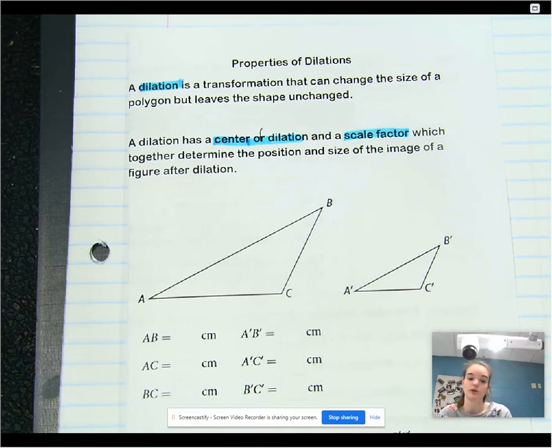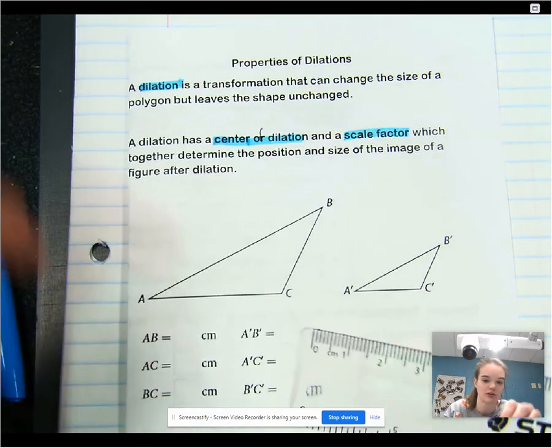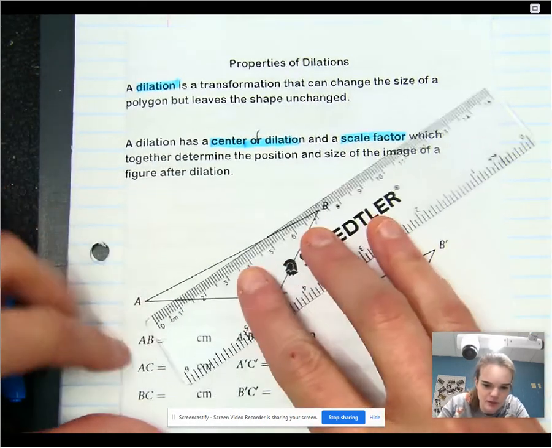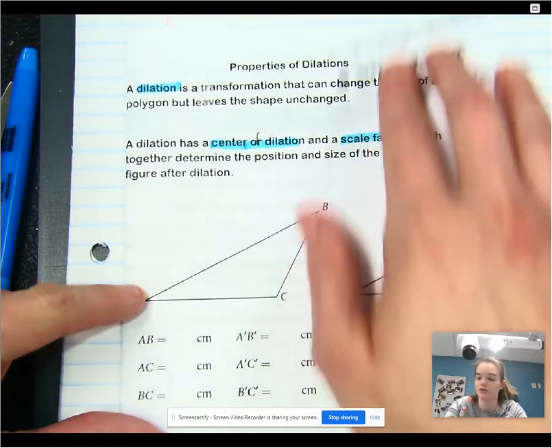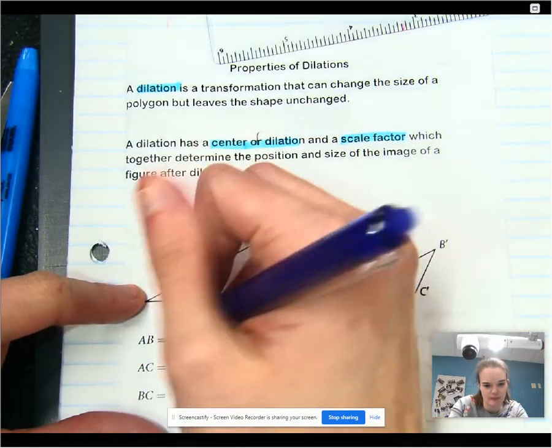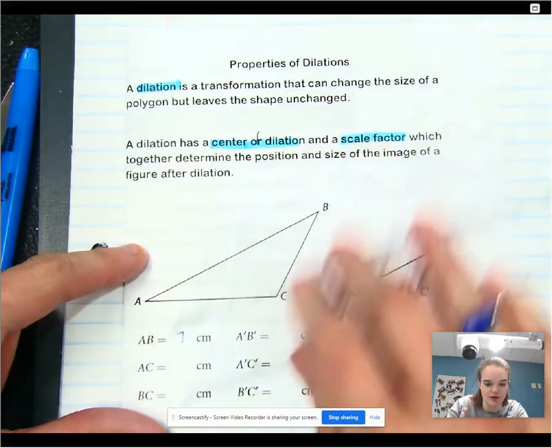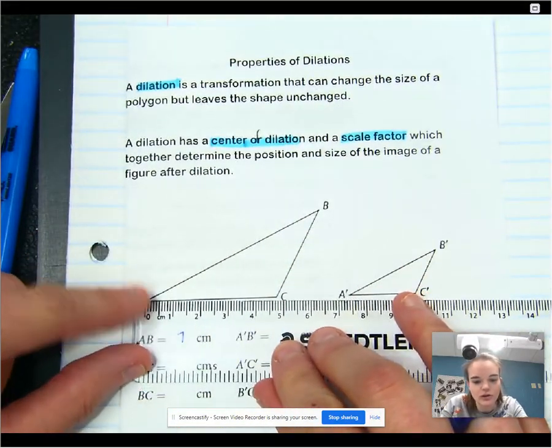Okay. First of all, we are going to measure these sides. We're going to measure them in centimeters. So you're going to need a ruler that uses centimeters. So first, let's find the measure of AB. AB is 7 centimeters. If I were you, I'd pause the video and just measure it on your own.